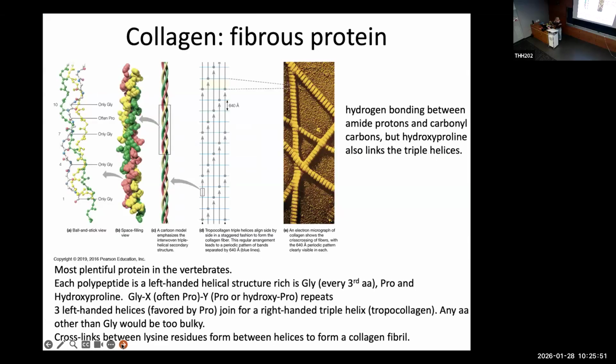Okay, so we're mainly going to focus on this level of structure though. That has hydrogen bonding between a lot of the amide protons and the carbonyl carbons of neighboring amino acids between each of the polypeptides, and also the hydroxyproline. So that is going to stabilize that triple helix structure.